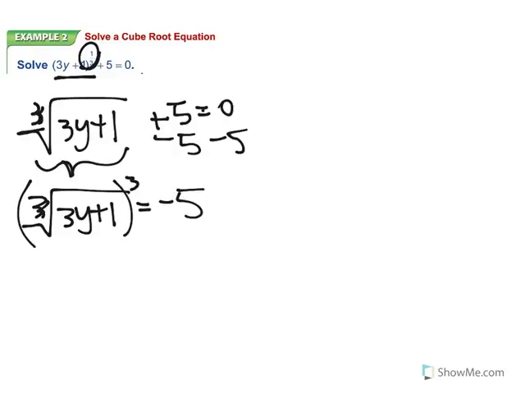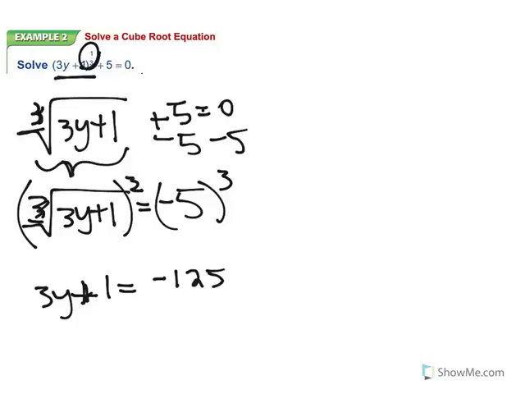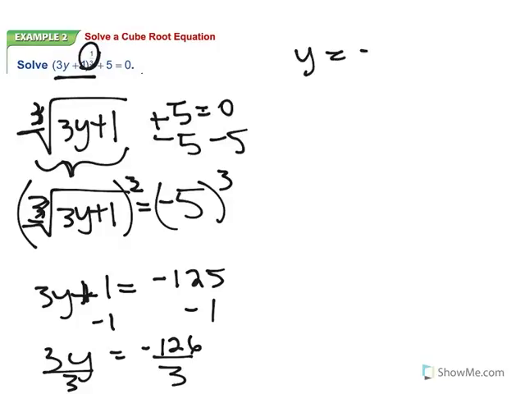Now we're going to cube both sides because we're going to raise it to the power of our index. And that's going to give us 3y plus 1 equals negative 125. Now we're just going to solve like normal, subtract 1 from both sides. 3y equals negative 126. Then we're going to divide both sides by 3, and that's going to give us y equals negative 42. Again, we're only halfway done. We still have to go through and plug this back into our original equation. So we're going to check.